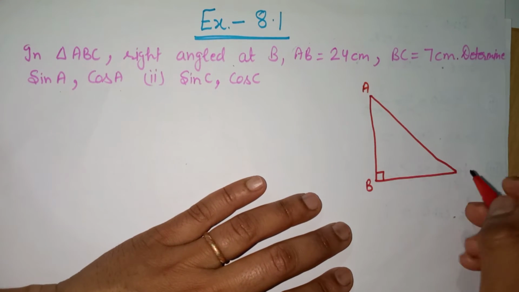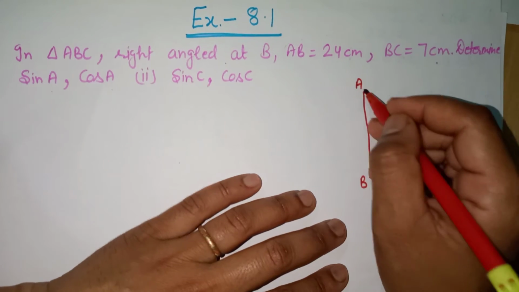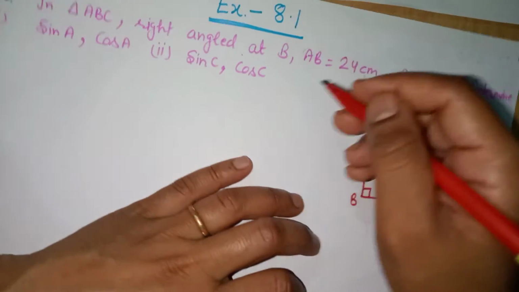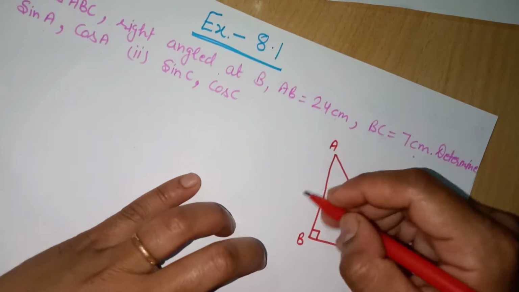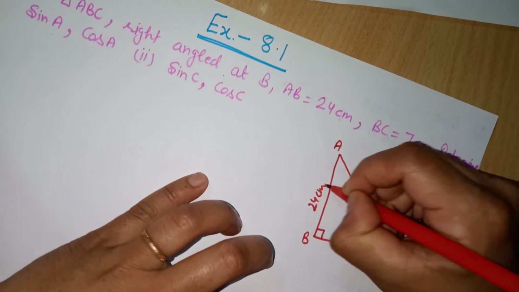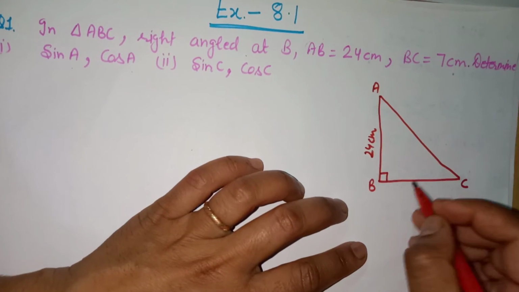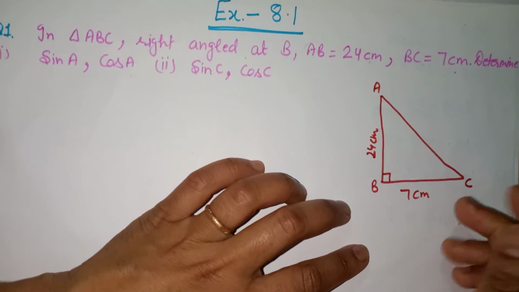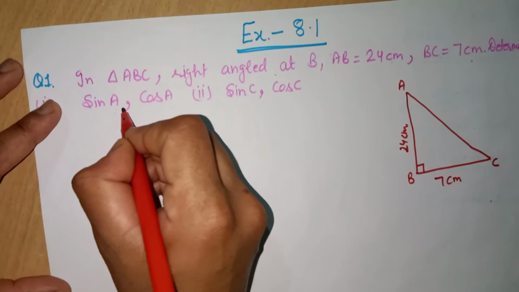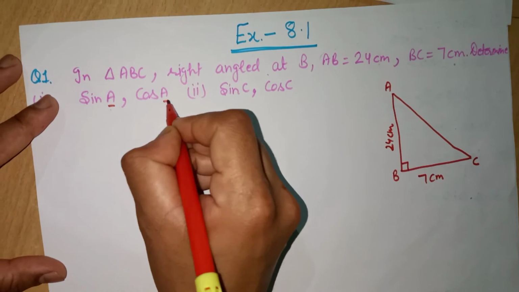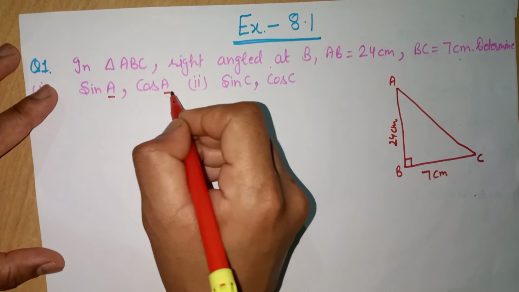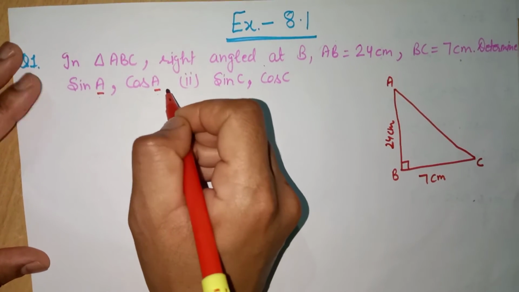Let it be A and this is C. A, B, C. Here we have given the side AB as 24 cm and BC as 7 cm. In part 1, we have to find the value of sin A and cos A.